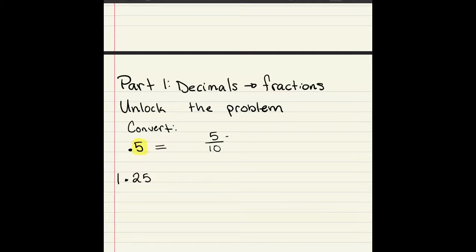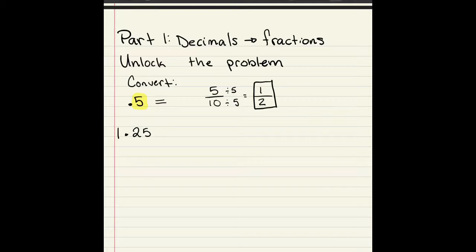This can be reduced, because I can divide by 5. 5 can go into both of these numbers. When you divide 5 by 5, you get 1, and 10 divided by 5 is 2. So 0.5 as a fraction is a half.